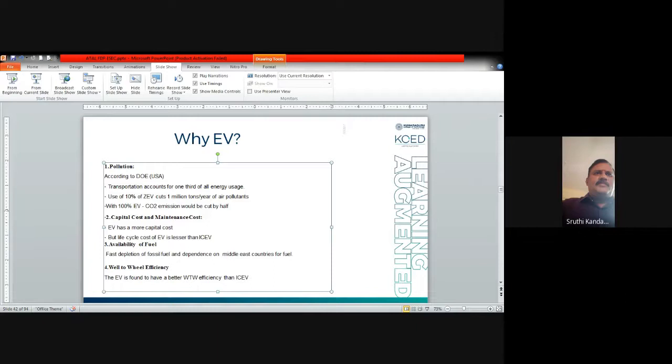Transportation accounts for one third of all energy usage. Almost 33 percent of energy generation is utilized by transportation. That is the meaning. 10 percent ZEV cuts 1 million tons per year of air pollution. With 100% EV, CO2 emission would be cut by half.